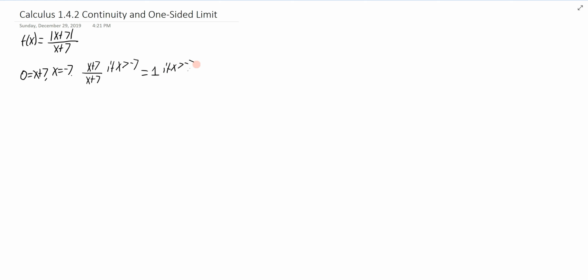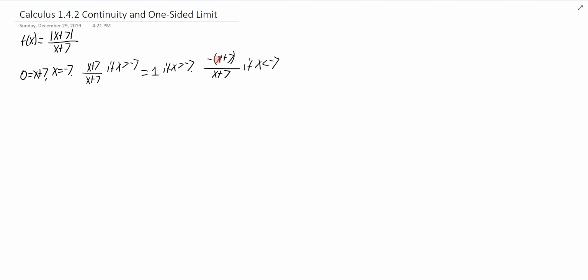Now on the flip side, we can also rewrite this as being negative of x plus 7 over x plus 7 if x is less than negative 7. Because if x is less than negative 7, like if it's negative 8, we get negative 8 plus 7, that's negative 1. Well, we need the absolute value in this case to get it back to a positive 1. So the absolute value is in effect.